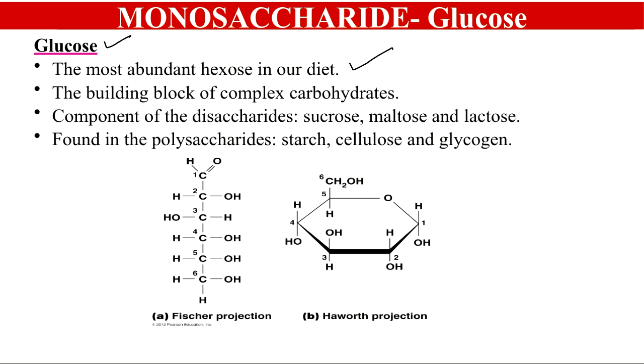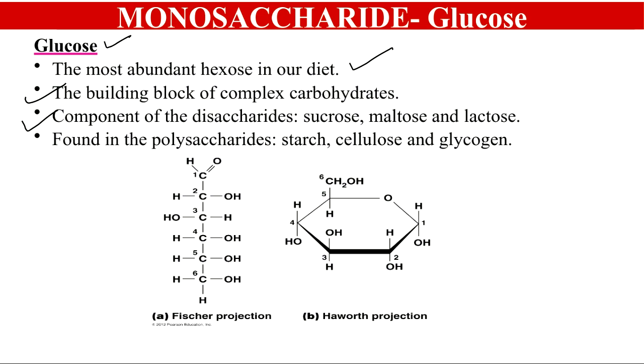Now, glucose is also the building block for complex carbohydrates. What do you mean by complex carbohydrates? Basically, the polysaccharides that we will look at after a few slides. They are also the components of the disaccharides, right? Obviously, this is a monosaccharide, and this is going to be the constituent for the disaccharides.